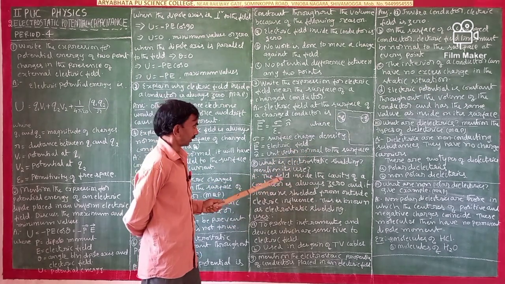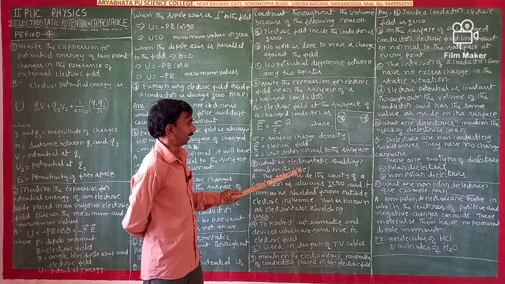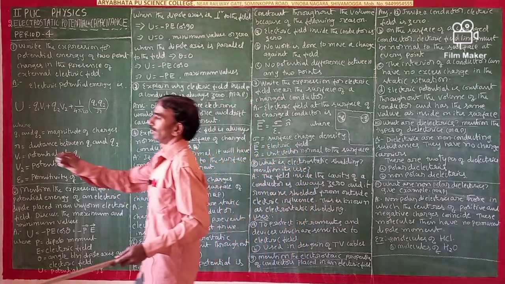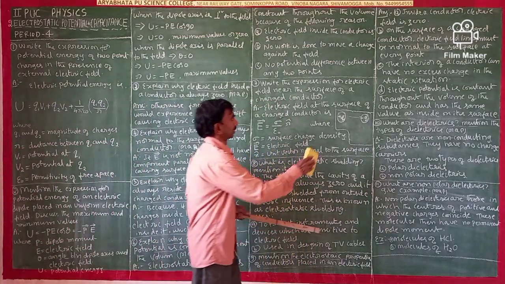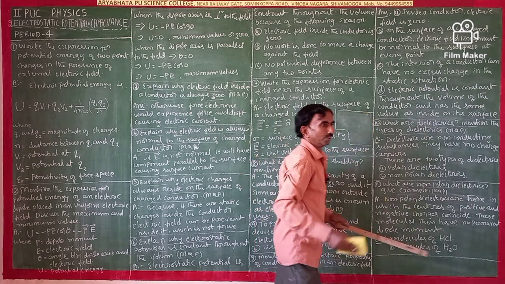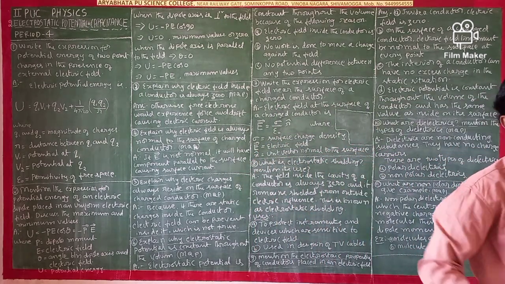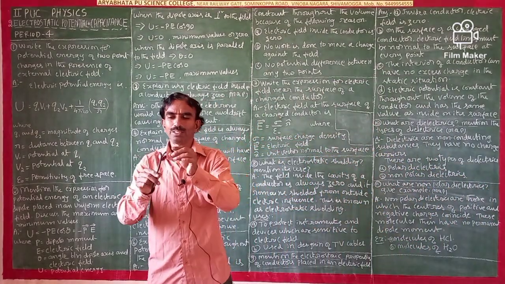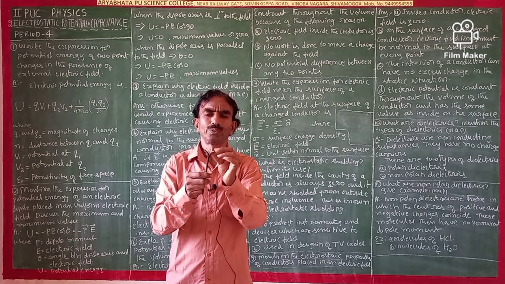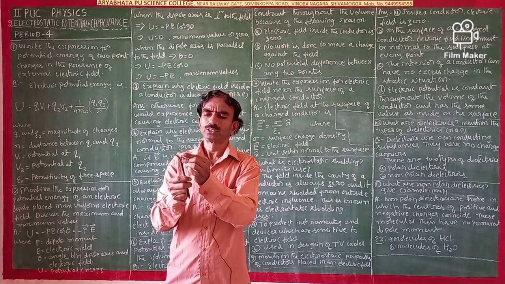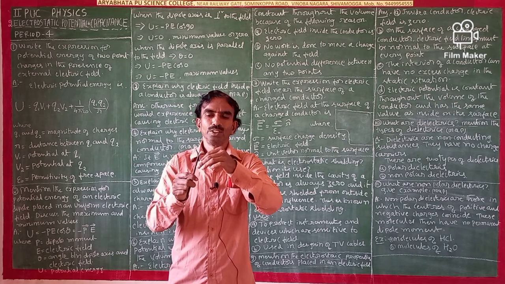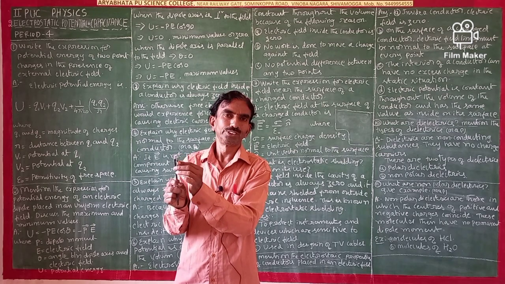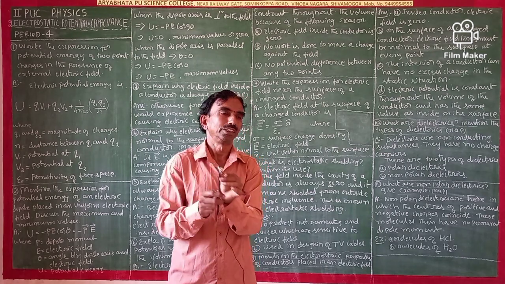Next one, what is electrostatic shielding? You have some experience in this. You see here, in any TV cable, one copper wire is there. Around this wire, there is insulation. This is the shielding. After that, another shielding is there. So this is electrostatic shielding.